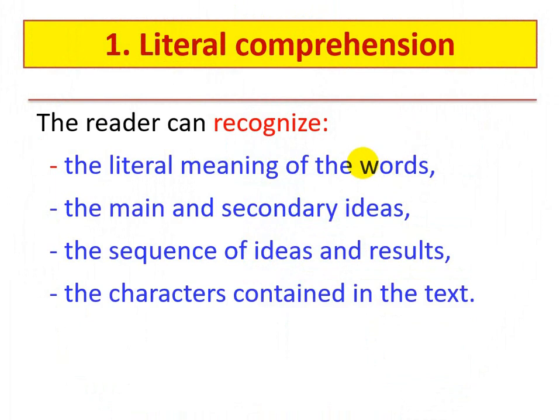In the case of the literal comprehension, the reader can recognize the literal meaning of the words, and these are the denotations of the words or the dictionary meanings of the words. The reader can also recognize the main and secondary ideas of the text or the article, the sequence of ideas and results, and the characters contained in the text. All of these concern the literal comprehension of an article or a given text.